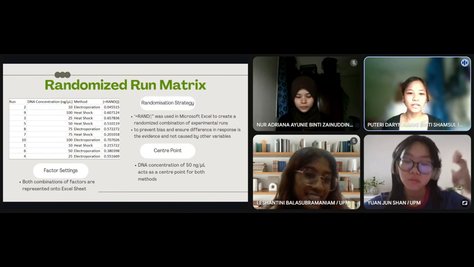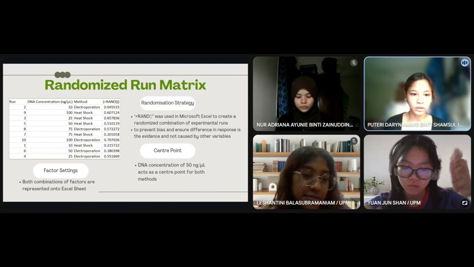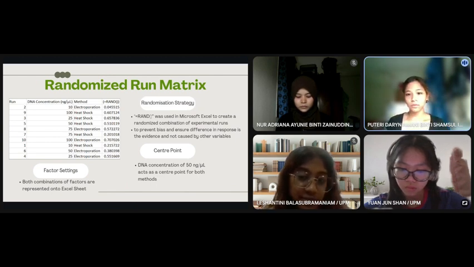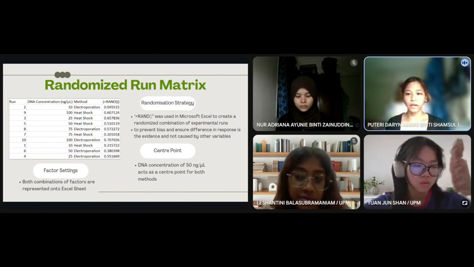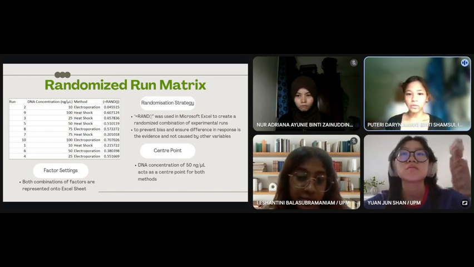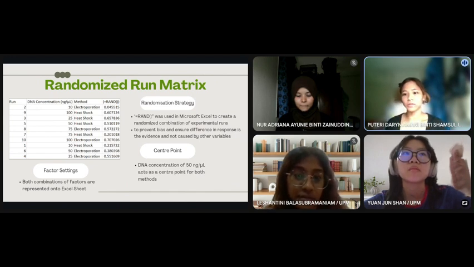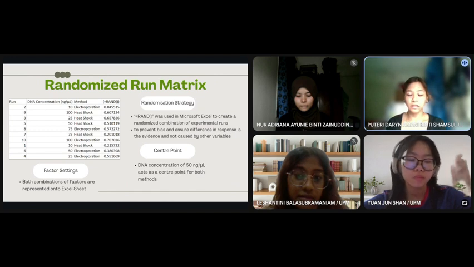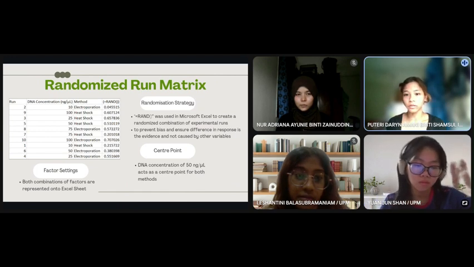Okay. So this is our randomized run matrix, which we have done in Excel. And we can see that there are factor settings where both combinations of factors are represented on our Excel sheet, which are DNA concentration and the methods. And then we have used a randomized strategy using the RAND function in Microsoft Excel to create a randomized combination of our experimental runs. We do this to prevent bias and to also ensure the difference in response is actual evidence and was not caused by any other variables.